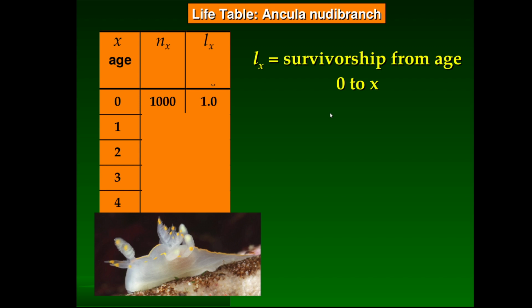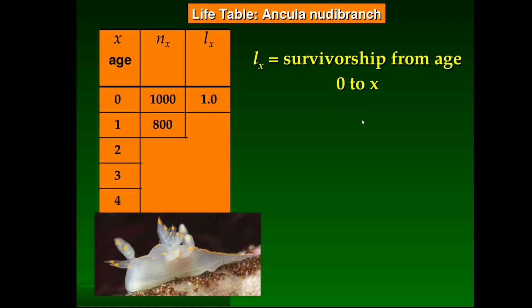And let's say that at age 1 month, only 800 nudibranchs are left. 200 obviously have died. So what does that give us in our survivorship column? Our survivorship is simply 800 out of 1,000 individuals, or 0.8.